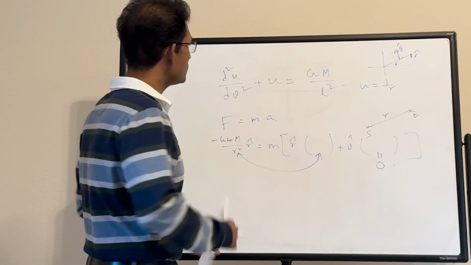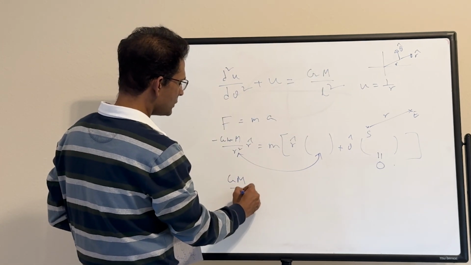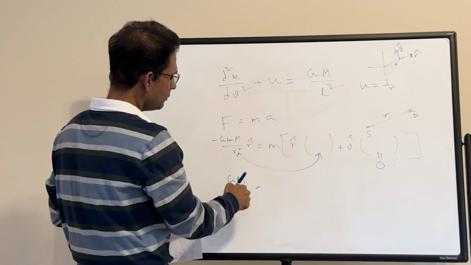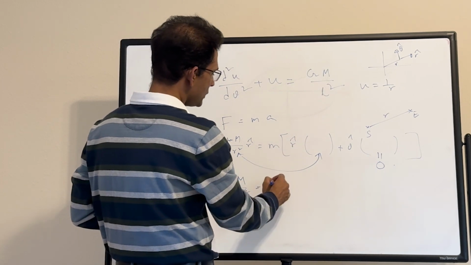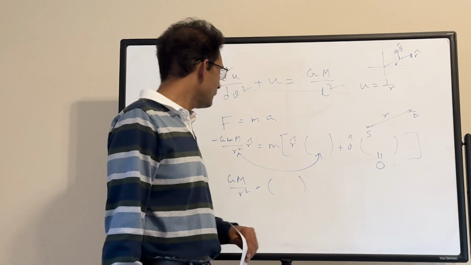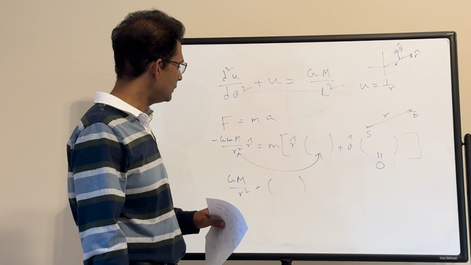Let me explain this term a little bit. You had GM over r squared. By equating these two r hat components, you get GM over r squared on one side, and on the other side you have an expression which involves the time derivative of r, which you ultimately write in terms of theta.